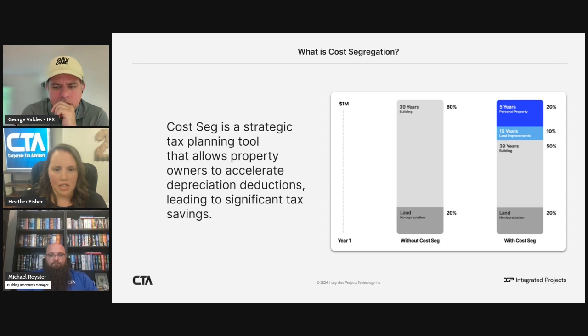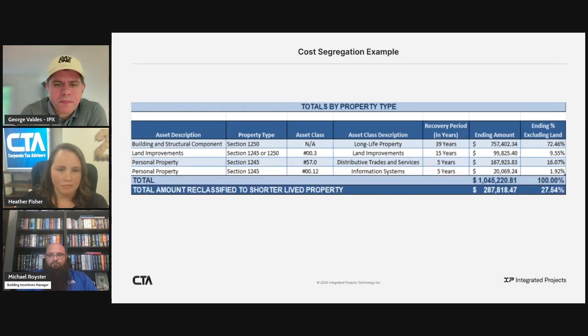You can see here on the left side of the graph, without cost segregation, you have 80% of your purchase, your building, that doesn't include the 20% of land that will not depreciate. You gain this depreciable value over 39 years. So what we do is we come in and we reallocate those costs to different categories, 15-year and 5-year life. That 30% is coming from the 5-year property and the 15-year land improvements, and we depreciate that in a quicker time. This allows for maximum accelerated depreciation on these qualifying business components. With a shorter depreciation schedule, you get a greater tax savings.